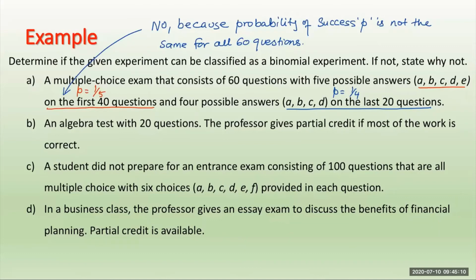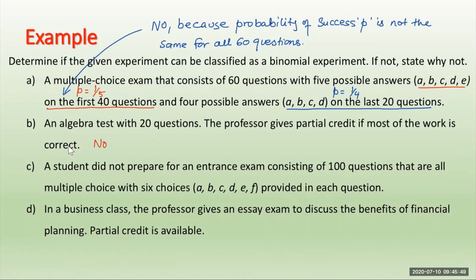In B, they said an algebra test with 20 questions. So there are 20 questions. The professor gives partial credit if most of the work is correct. Now, there are 20 questions, so the number of trials is fixed. If the outcome is either right or wrong, then it is binomial. But here, the professor is not just giving 100% right or 100% wrong, but he is also giving partial credit. So is this a binomial experiment? No, because they are also getting partial credit.